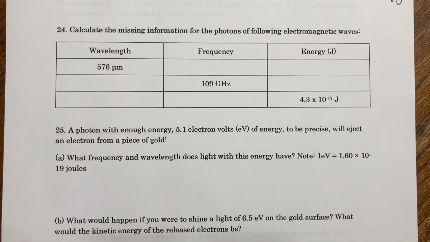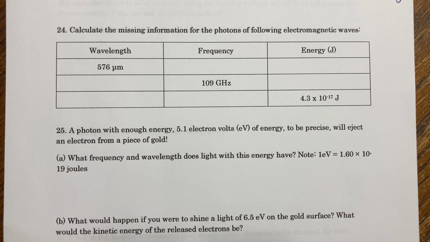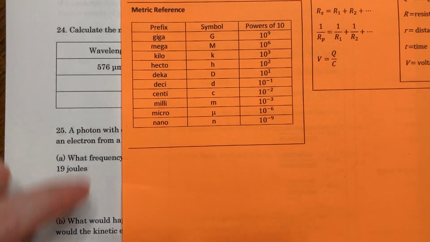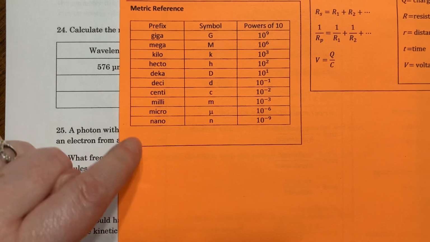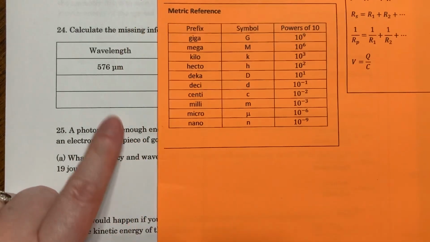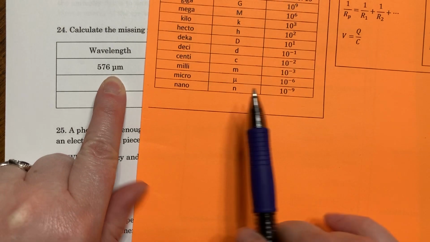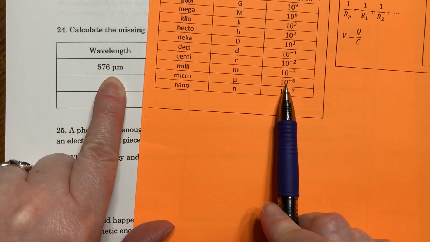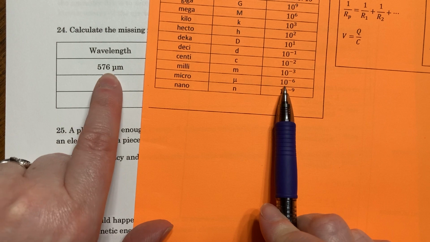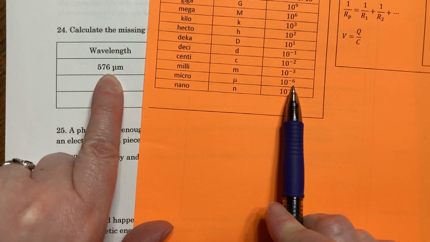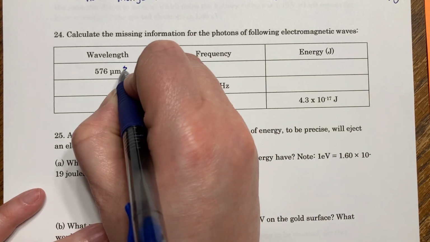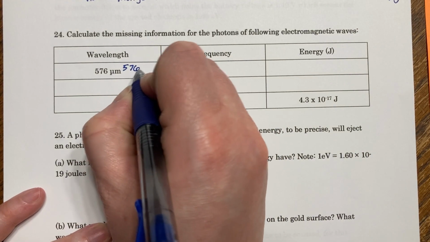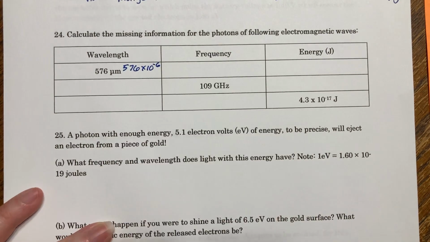So then here, calculate the missing information for photons. One helpful thing will be on your equation sheet, you have these prefixes. So if you do not have these memorized, that's totally fine. They are on your equation sheet. So like this is micro, so micro is right here. That's 10 to the negative 6. So that means you can just do 576 times 10 to the negative 6 meters. And that will do that conversion for you.